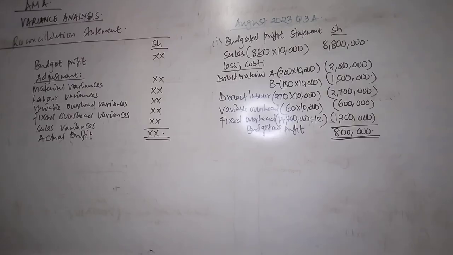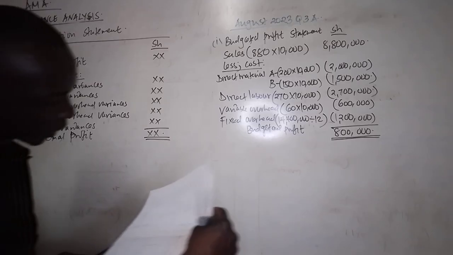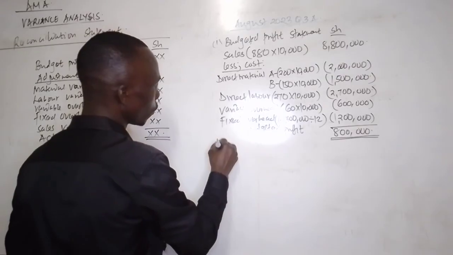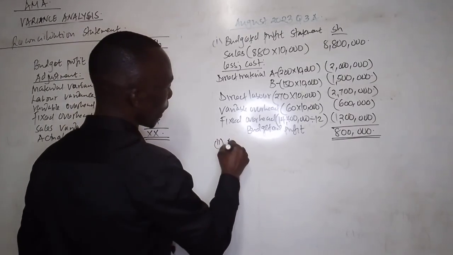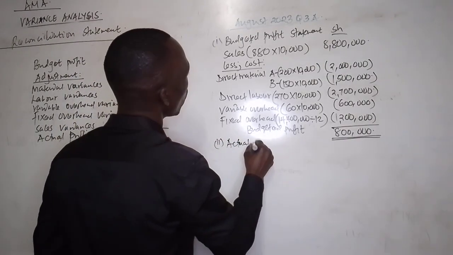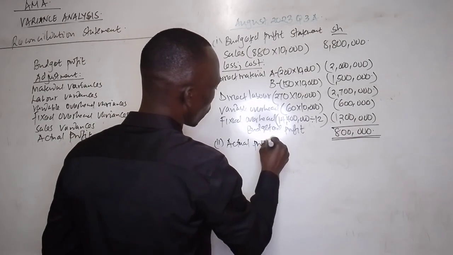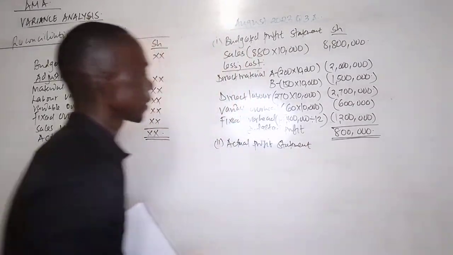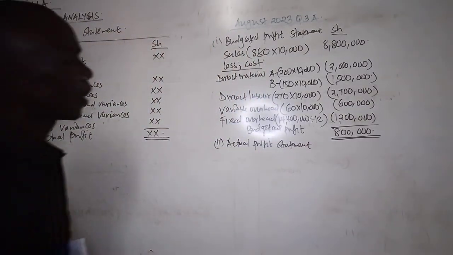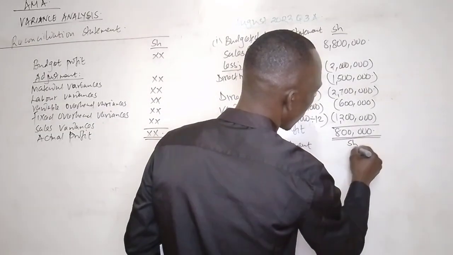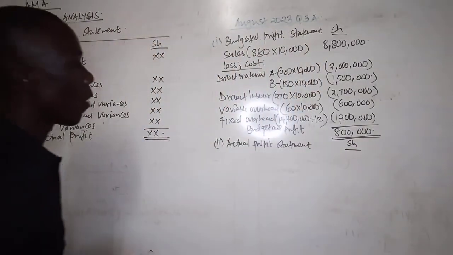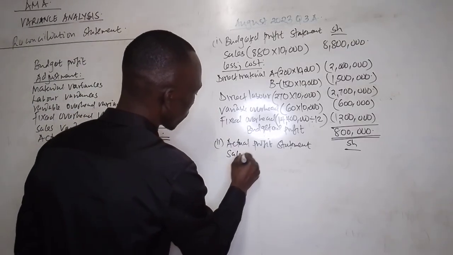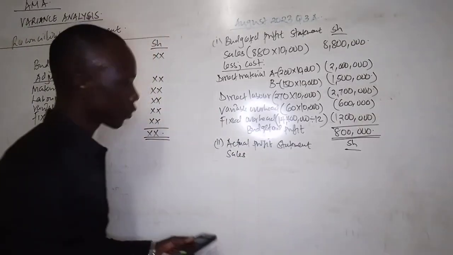Once we have computed the budgeted profit, Roman 2, the examiner wanted the actual profit statement. So for Roman 2, let us prepare the actual profit statement. Again, here we have shillings. So how are we going to prepare this actual profit statement? We are going to start with the sales, but now it is the actual sales.